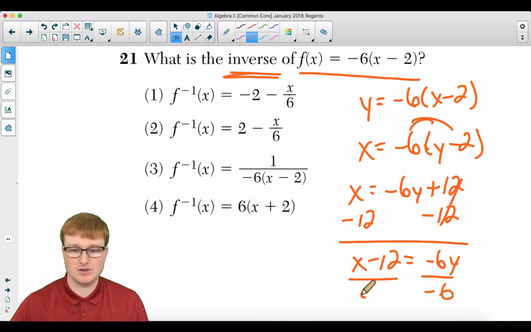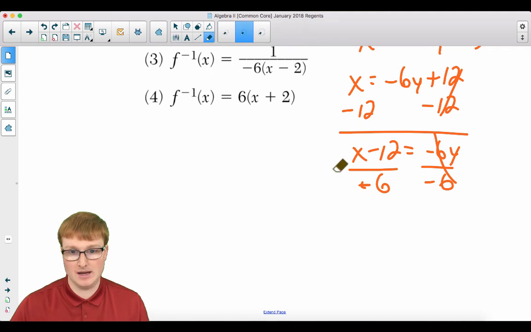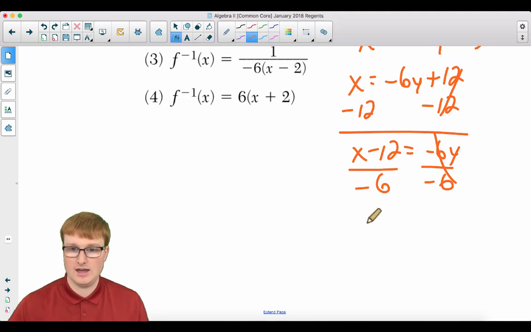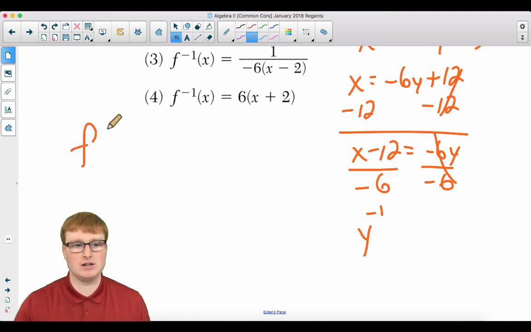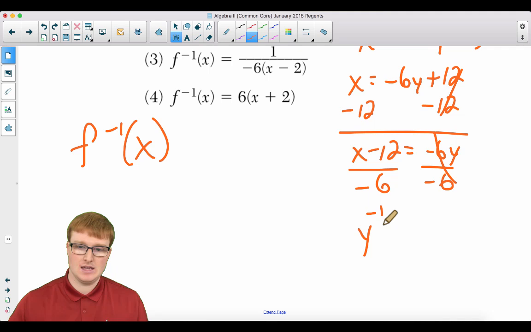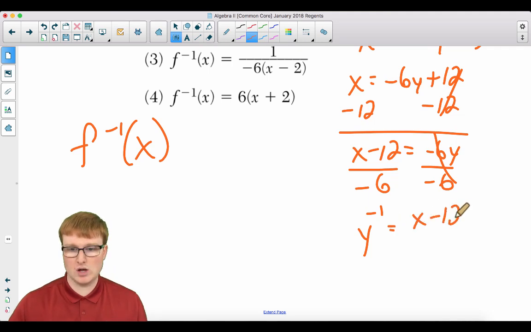Divide by that negative 6 on both sides. And we get y, which is really now y inverse. You could write it as y inverse, but really, we're big boys and girls here. It's really f inverse of x. This is going to be x minus 12 over negative 6.